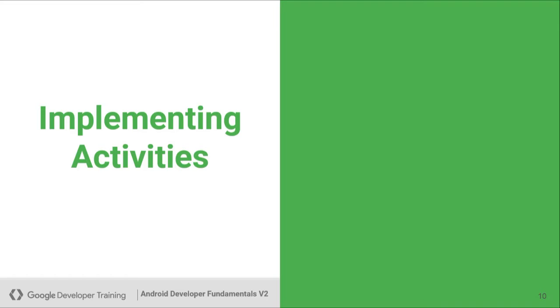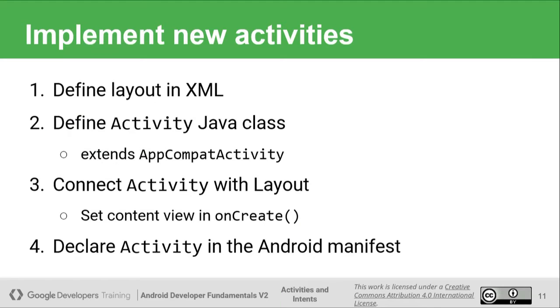So how do we implement activities in the code? There are some steps. First, we define the layout in XML, and then we create an activity class, which is a Java class, and that Java class extends from the AppCompatActivity class. So this is an inheritance relationship between two classes. This is a subclass of the activity class, and we build our own user defined class, which extends from this activity.